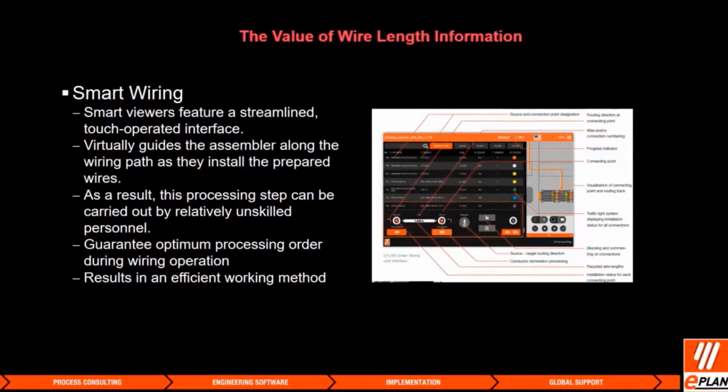So this has some pretty strong advantages to it. The person doing the wiring no longer needs to, let's say, know how to read schematics, for instance. So that opens up the potential labor pool quite a bit when you're just training people on how to correctly land wires and use these types of electronic interface tools. But really, we're guaranteeing the optimum processing order during that operation, and trying to make the working method as efficient as possible.